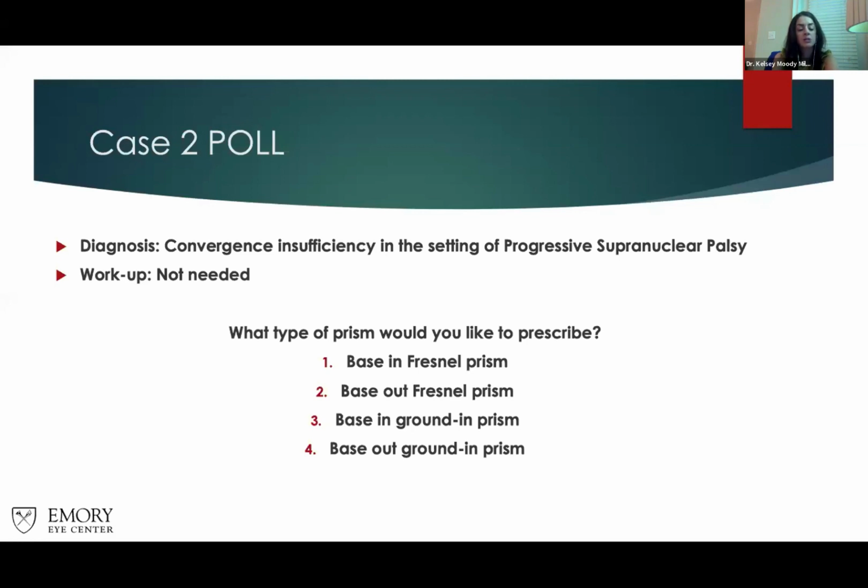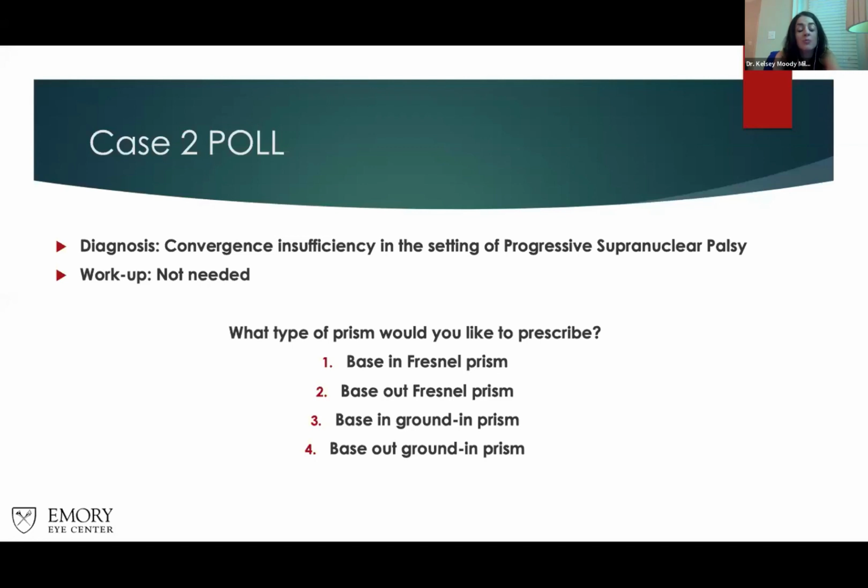And so we're going to do another poll here. So we have a patient who has convergence insufficiency in the setting of progressive supranuclear palsy. So what type of prism would you like to prescribe? Just a reminder, he has an exotropia. So base in Fresnel, base out Fresnel, base in ground in prism, or base out ground in prism. All right, so the consensus was base in Fresnel prism, base in ground in was second.